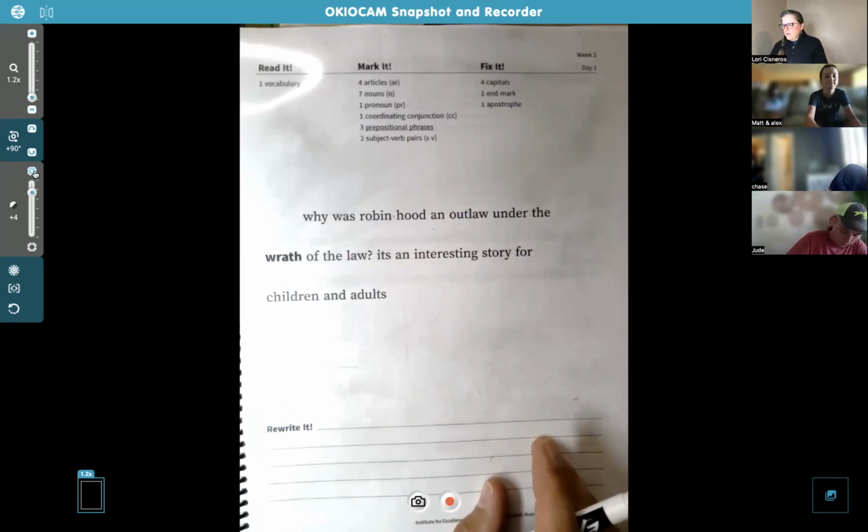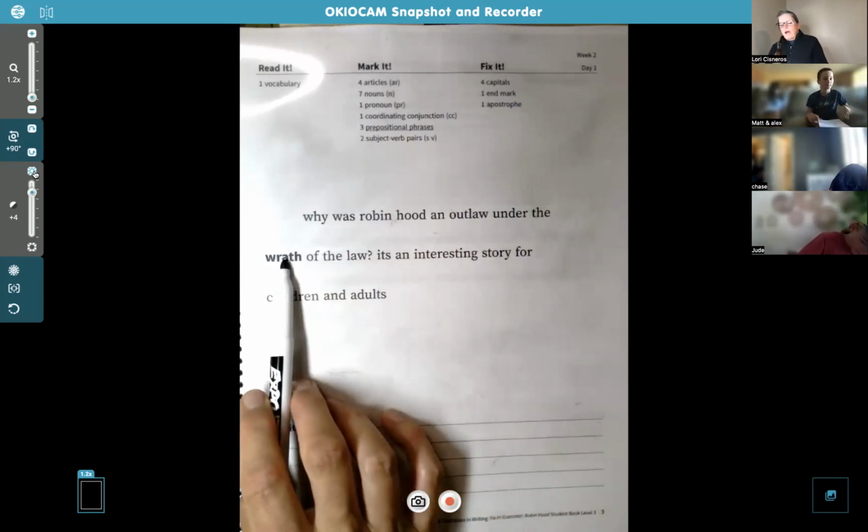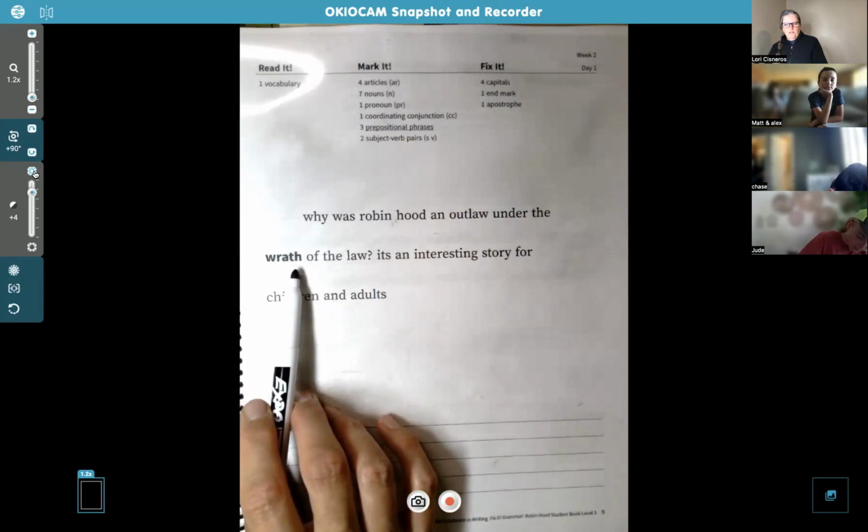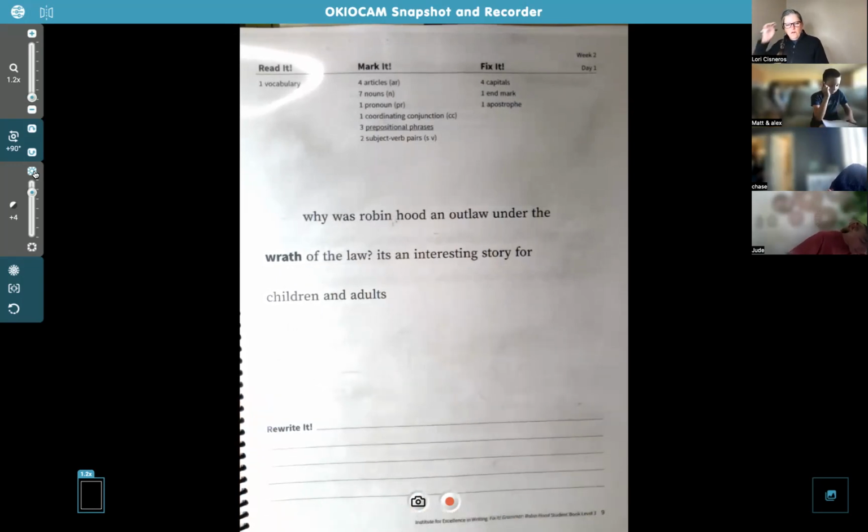Nice. Okay, good reading. And we have here wrath. See how it's in bold? That tells us it's the vocabulary word. So does anyone know what wrath means? What does wrath mean? Chase, do you know what wrath means?